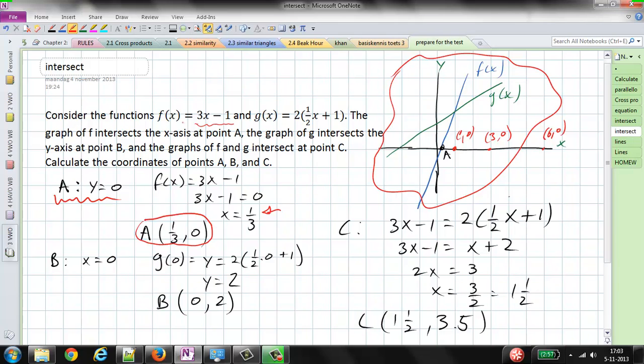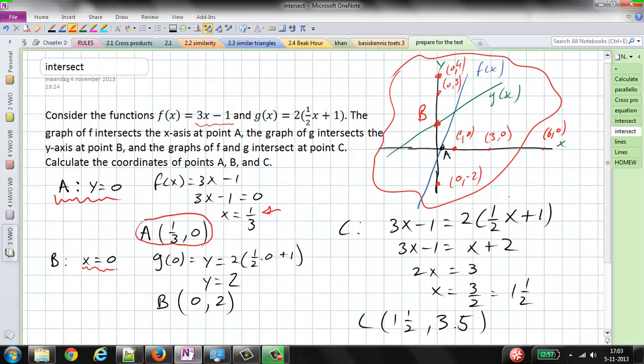The second part says the graph of g intersects the y-axis at point B. So this is g. That means this is the y-axis, and this is point B. And what do we know about any point on the y-axis? The x is 0. This is the point (0, 4). This is the point (0, 3). This is the point (0, minus 2).